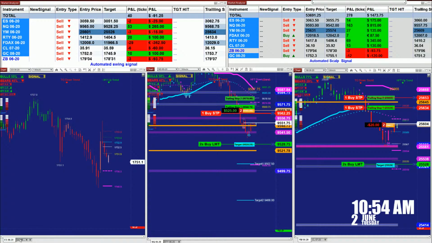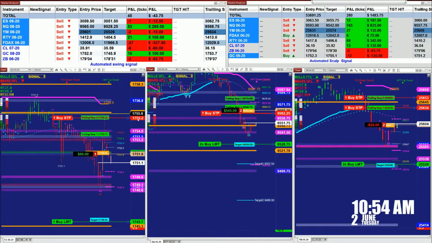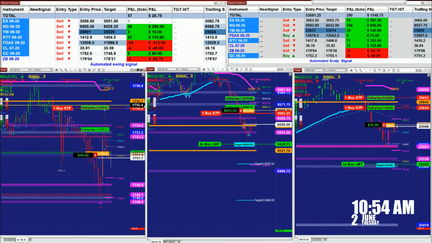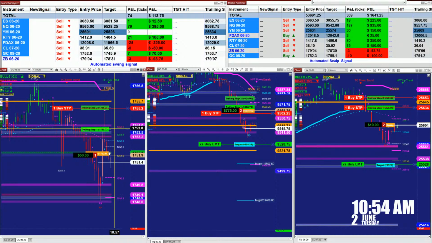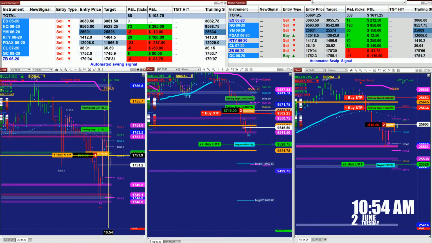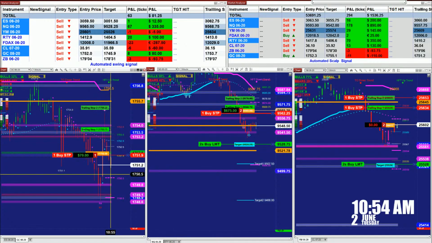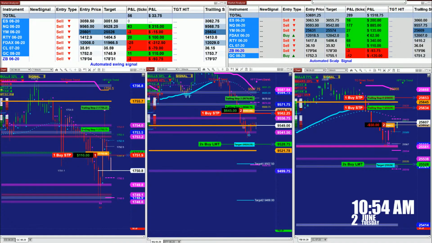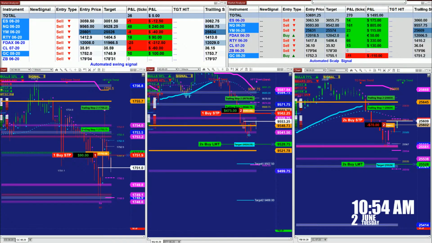Let's look at the gold. The gold, I mean, this is really funny. The gold is going in the same direction as the ES. Try to explain that to the trader. How are you going to explain that? The Russell is experiencing a pullback, and the YM is going the opposite direction. It is a big mess at the moment.